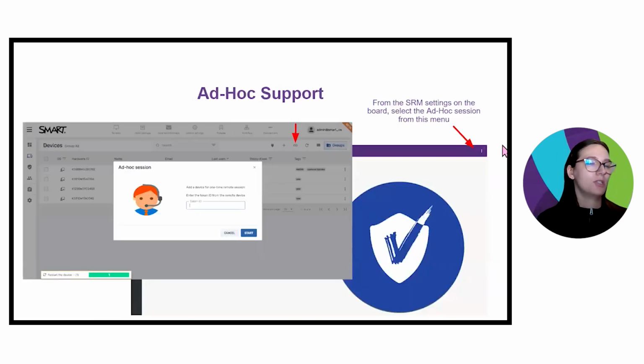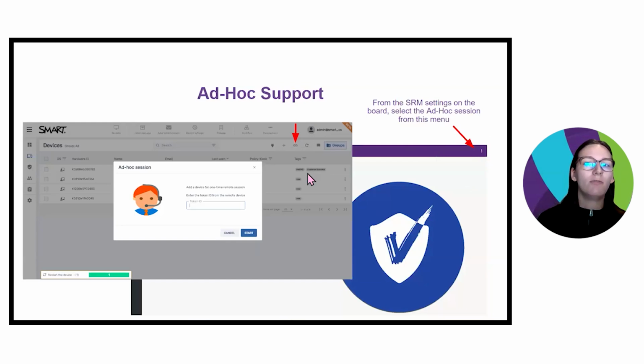I always just like to make sure that everybody is aware of the ad hoc support. For remote troubleshooting, you can generate a one-time code for your board to allow a support agent to connect. This is done from the SRM window of the SMART Board itself. So on the board, I access those SMART Remote Management settings again. I can click on the three dots to open up that ad hoc session.